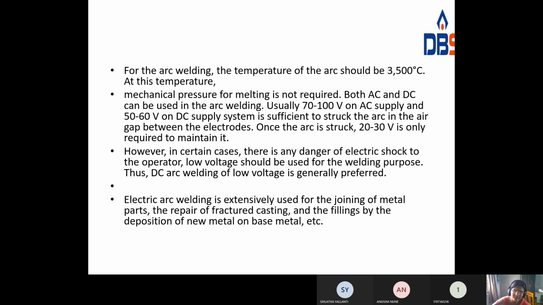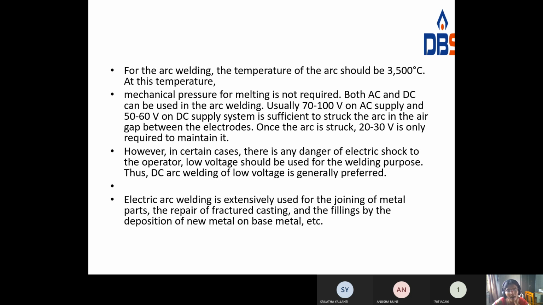Okay. However, in certain cases there is danger of electric shock to the operator, so low voltage should be used for the welding purpose. If there is a chance of shock to the operator, you have to use low voltages. Thus DC arc welding of low voltage is generally preferred. That's why you use the DC voltage. Why? Because DC means you use a lesser amount of voltage.